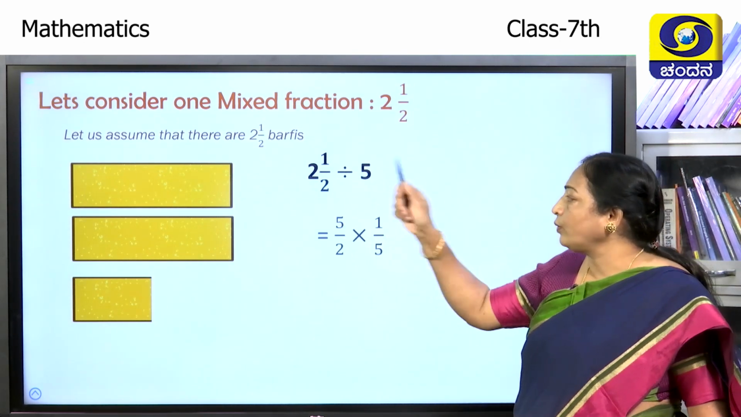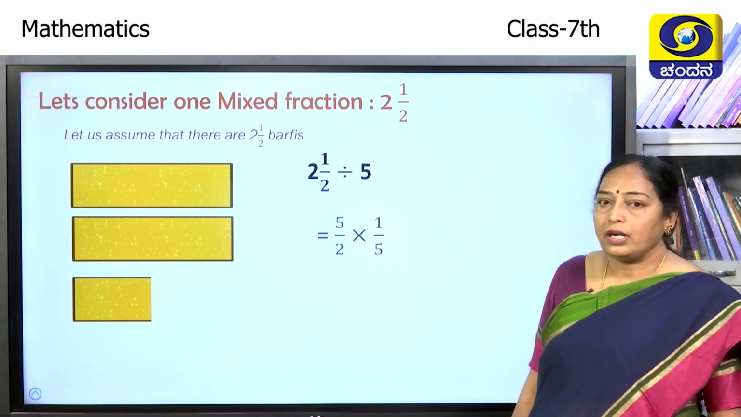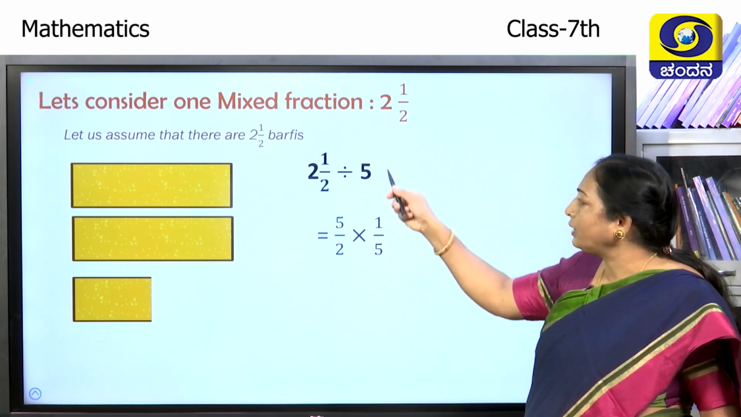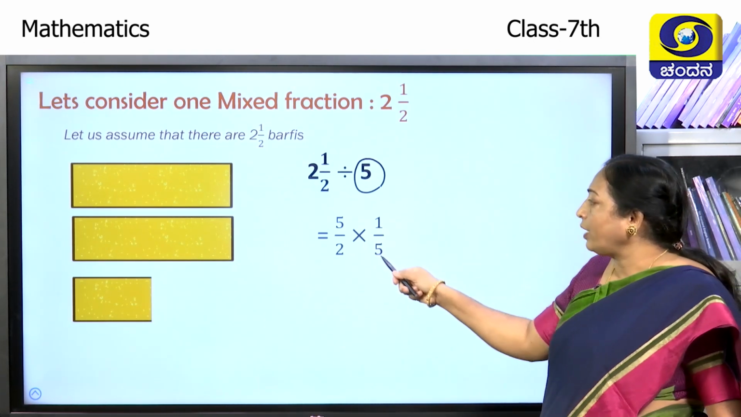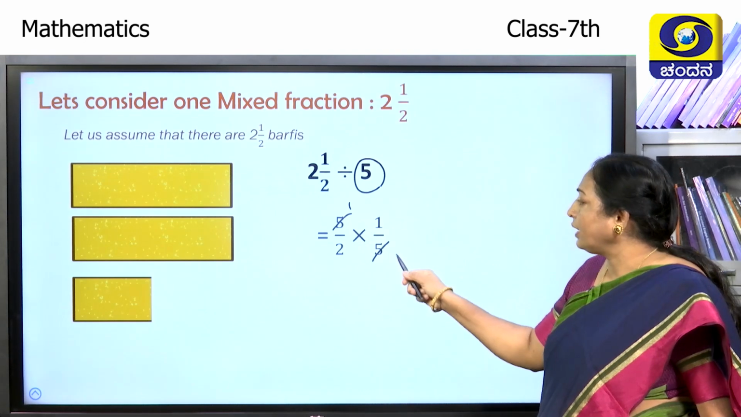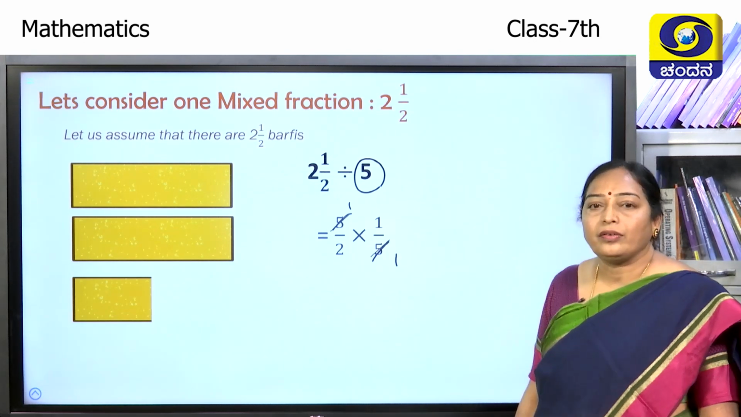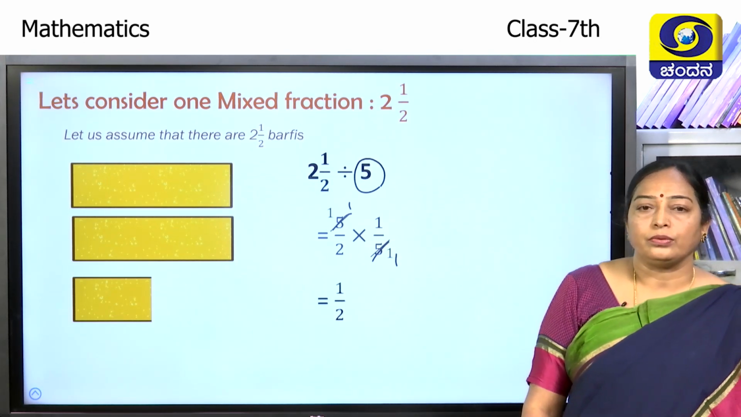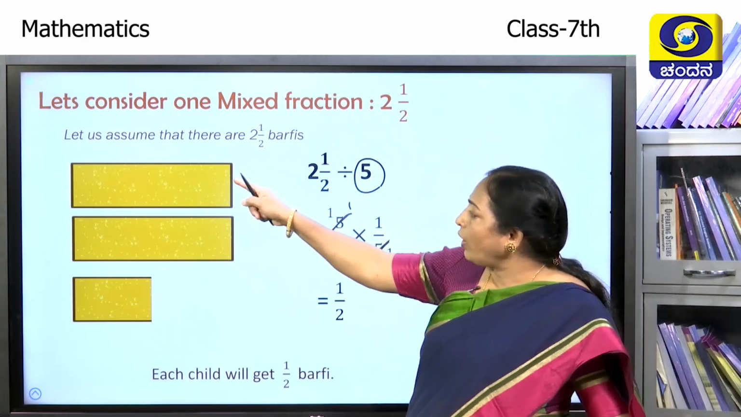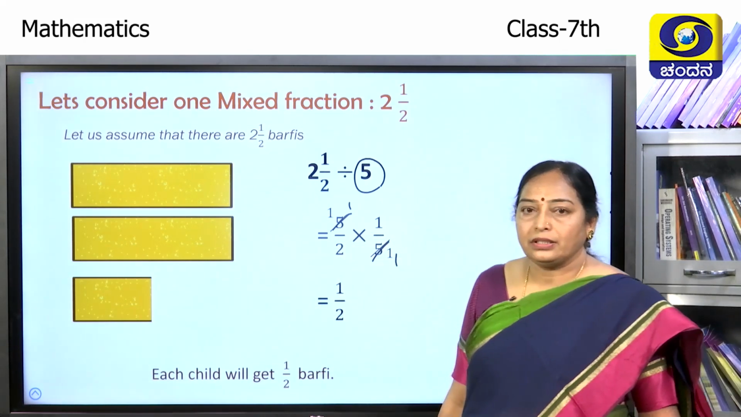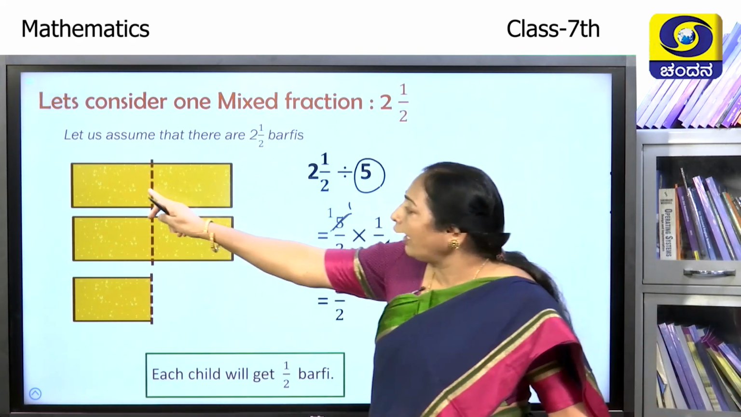So, we will get 5 by 2, and change the division sign as multiplication and multiply 5 by 2 by the reciprocal of 5, that is 1 by 5. 5 and 5, they cancel each other. By multiplying numerator and numerator, denominator and denominator, we will get 1 by 2. Each child will get half a burfi. If we divide the 2½ burfis into 5 equal parts, each child gets half a burfi.